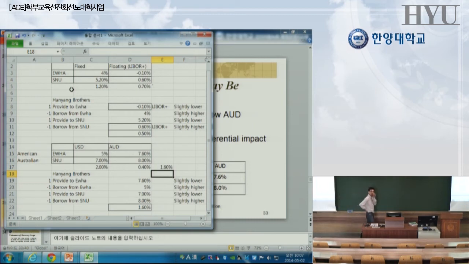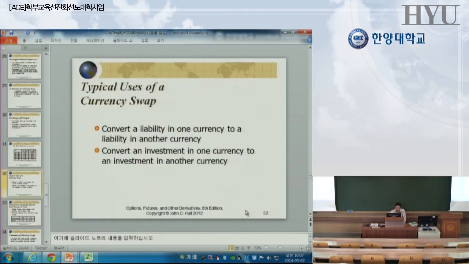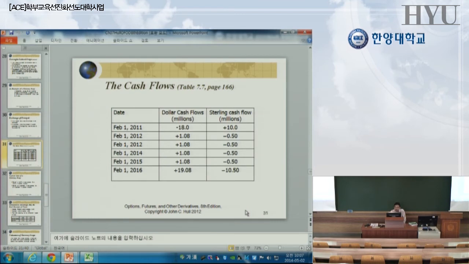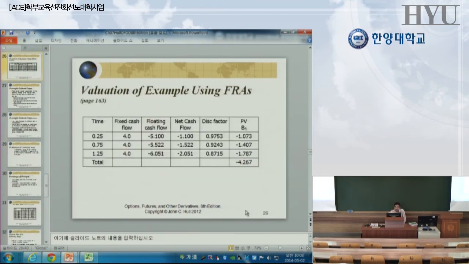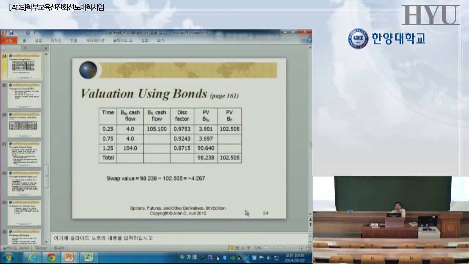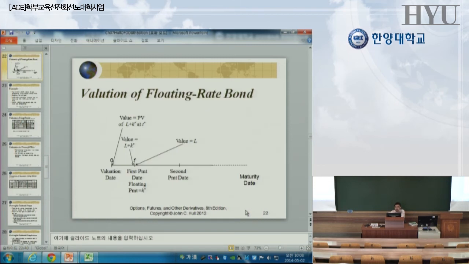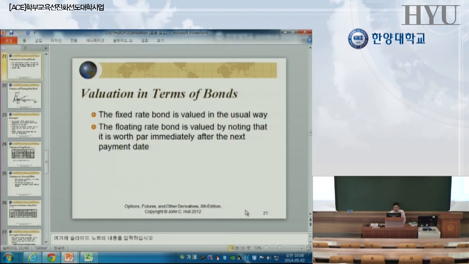And next, we have to know how we can do the valuation of a swap. When you do the valuation of a swap, there are two ways. One idea is to regard the swap contract as a transaction of bonds. Another idea is to regard the swap contract as a transaction of forward rate contracts. Valuation using bonds. Example.